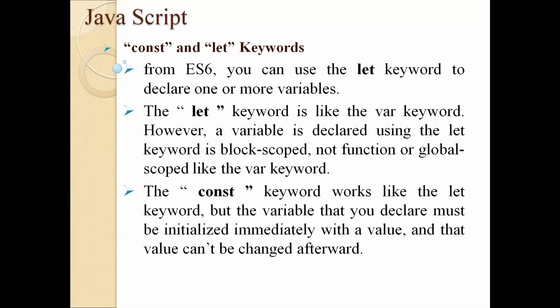But the constant keyword is also block scoped. When we define a variable with the constant keyword, we have to initialize it immediately. When we say constant, we have to keep the value inside that variable permanent. So if we want to keep the value permanent, we need to have some value, and that value will be permanent when we define the variable with the constant keyword. So the constant keyword works like the let keyword, but the variable that you declare must be initialized immediately with a value, and that value cannot be changed afterwards.